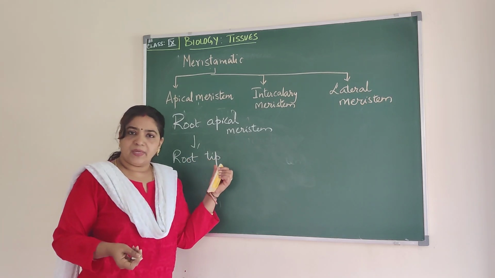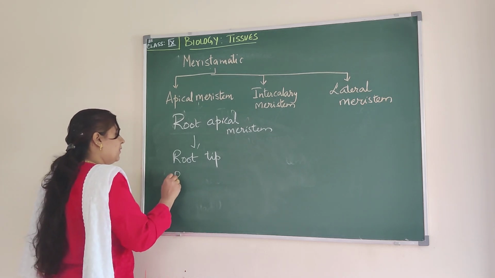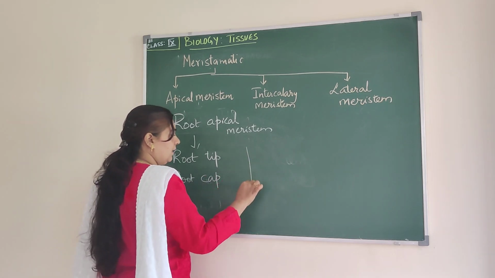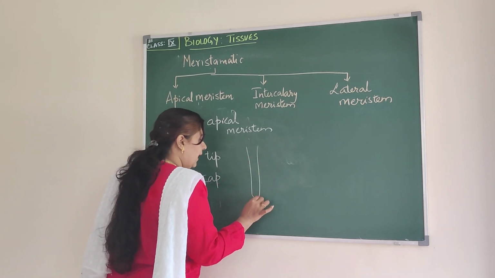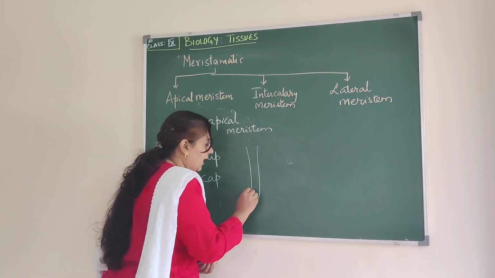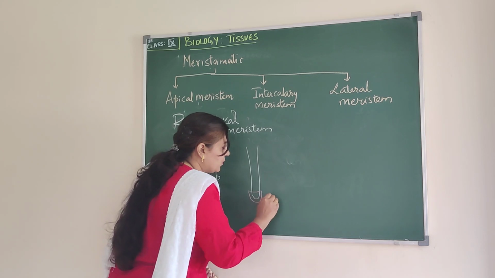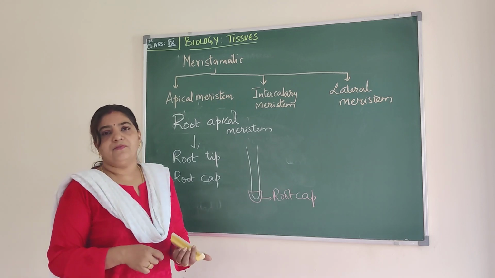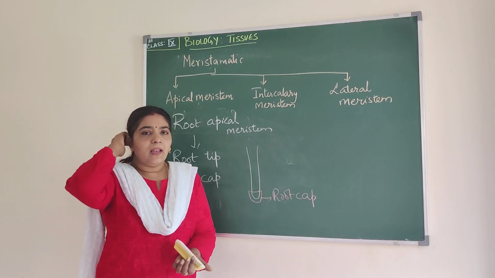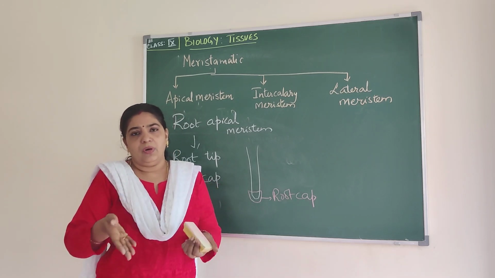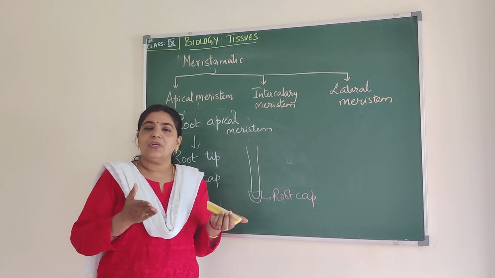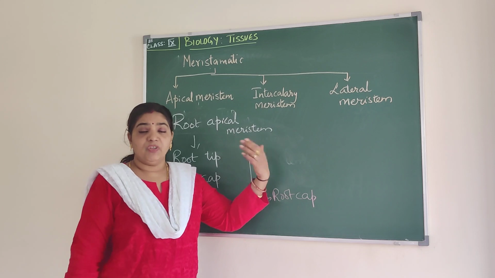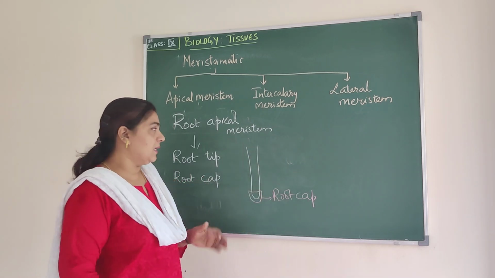And the meristematic tissue present at the root meristem will have a cap, the root cap. So if this is the root, it will have a root cap. The root cap of the root meristem will help the root to go deeper and to grow, and also it will show the direction. It will guide the root in which direction it has to grow. So that's about the root apical meristem.